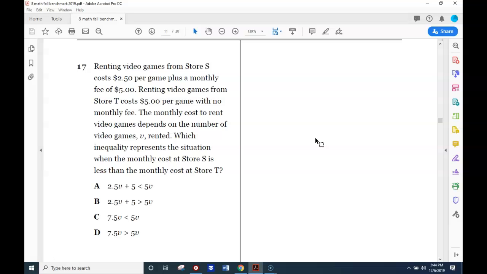B, 2.5V plus 5 is greater than 5V. C, 7.5V is less than 5V. D, 7.5V is greater than 5V.